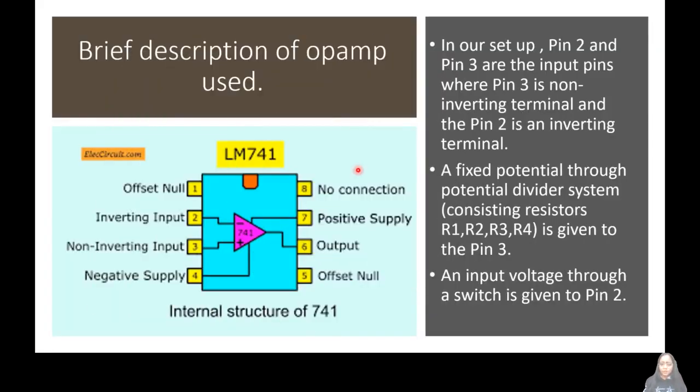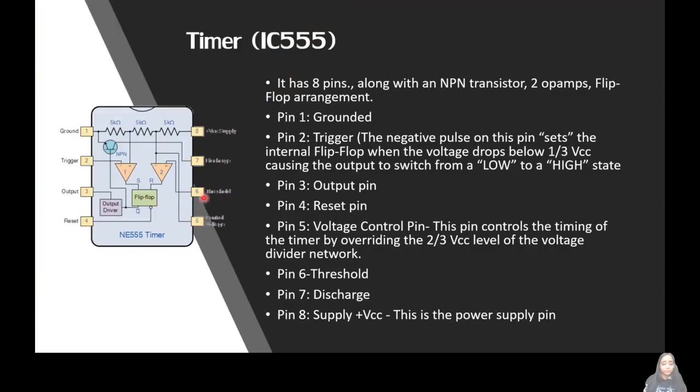Now let me give you a brief introduction of the op-amp that we are using. In our setup, pin 2 and pin 3 are the input terminals, where pin 3 is the non-inverting input terminal and pin 2 is the inverting input terminal. A fixed potential through the potential divider system consisting of the resistors R1, R2, R3, R4 is given to pin 3, and an input voltage through a switch is given to pin 2.